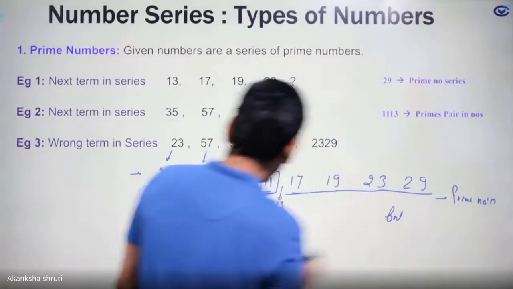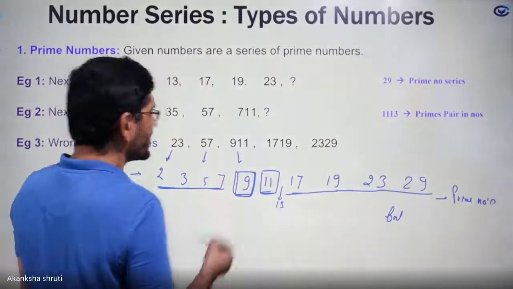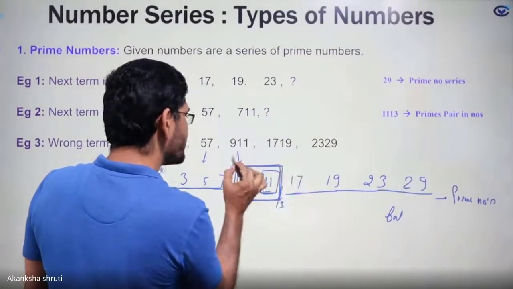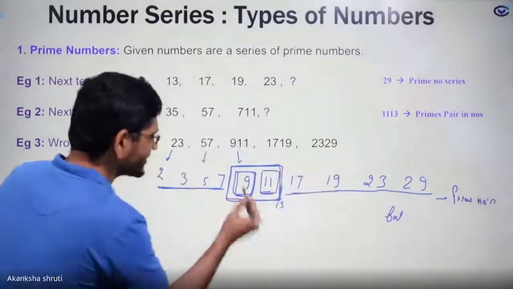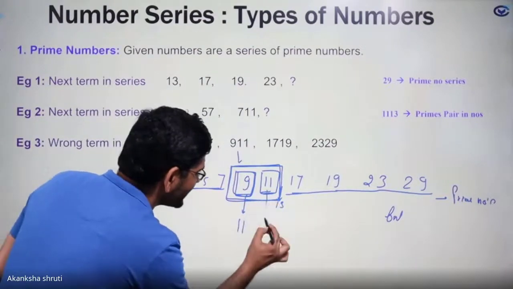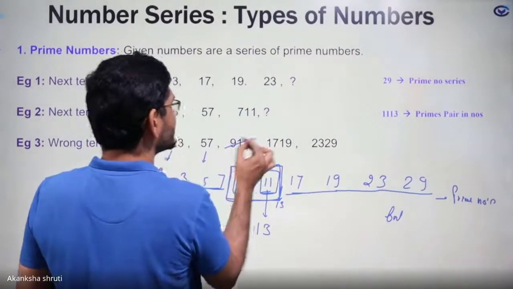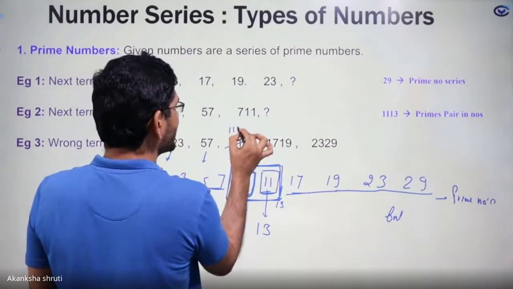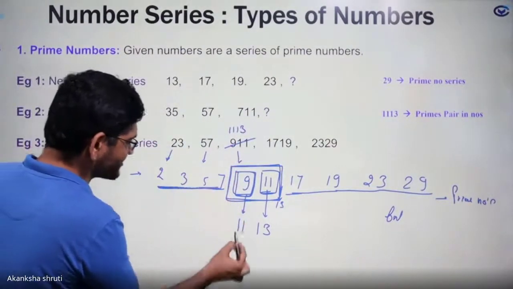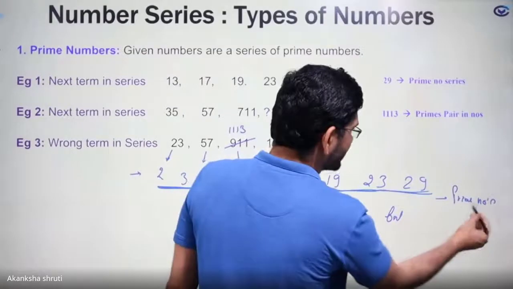But here the two entries, because of this 9, this is not a prime. Means the number formed here is not a prime, so it is not satisfying. But in place of 9, if I am taking 11, and in place of 11 if I am taking 13, means in place of 911 if I am taking 1113, then we are observing 2, 3, 5, 7, 11, 13, 17, 19, 23, 29 all are prime.